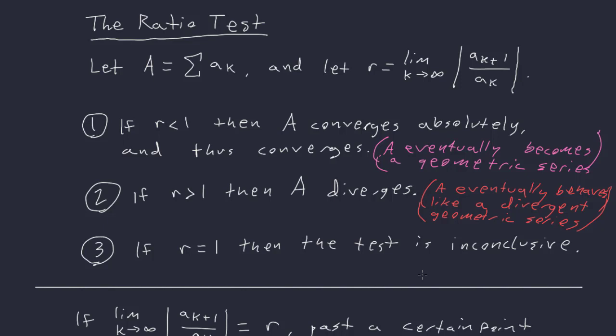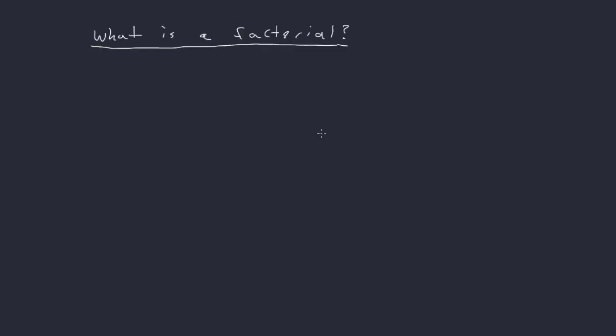One of the most common situations where this becomes necessary is when we see a factorial. Okay, so what is a factorial? Well, the notation is an exclamation point, and one way we can define it is recursively. So n factorial would be n times (n minus 1) factorial, where 0 factorial equals 1. And I'll explain this in just a second.